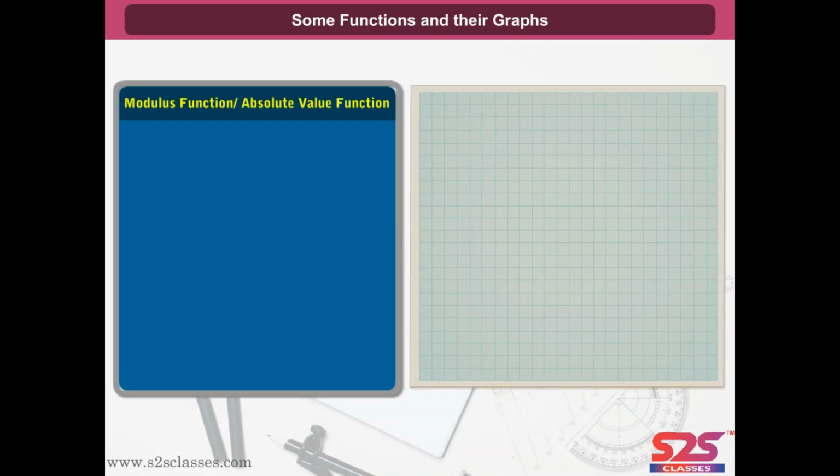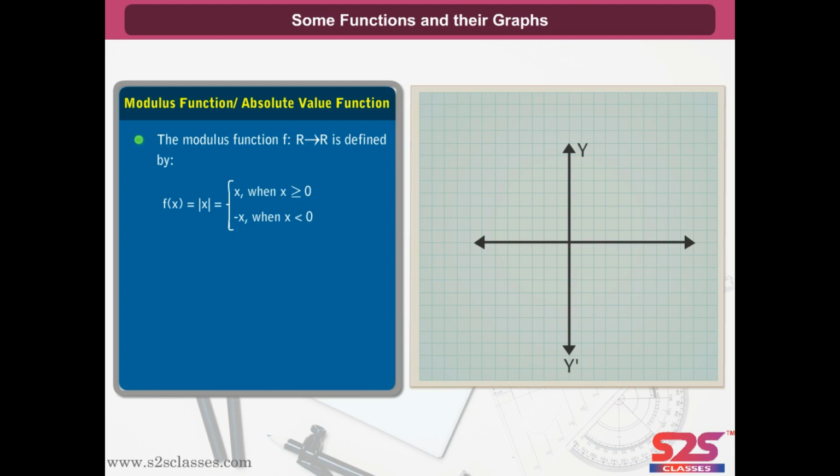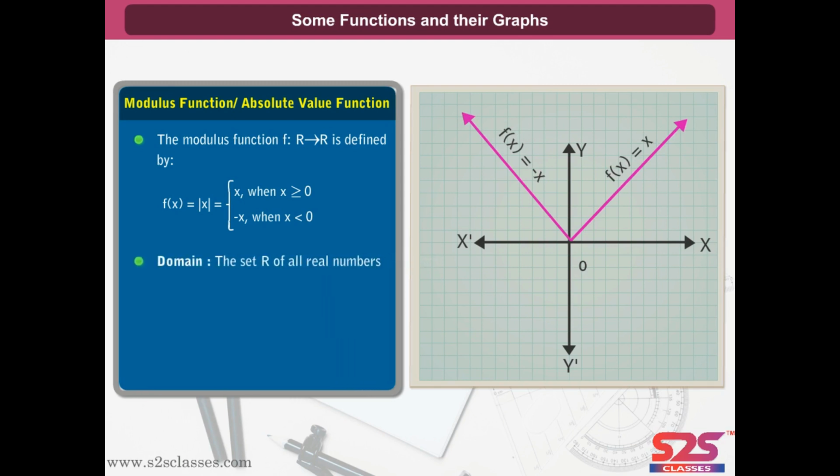Modulus function or absolute value function. The modulus function f of real numbers is defined by f(x) = |x|, which is x when x is greater than or equal to 0 and is minus x when x is less than 0. Domain is the set R of all real numbers. Range is the set of all non-negative real numbers.